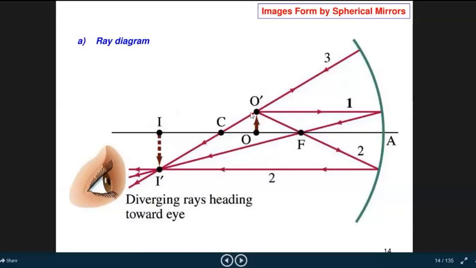So the first special ray is used. The first special ray must be parallel to the principal axis. So this ray is parallel to the principal axis. Then after reflection, it must pass through the focus. So this is the first ray. Now we have to use the second ray.